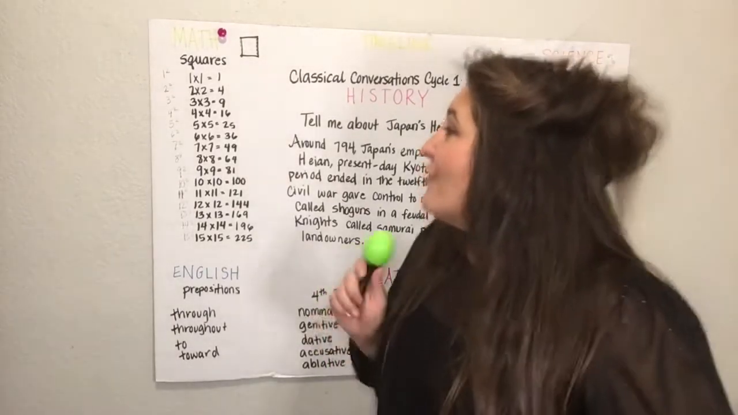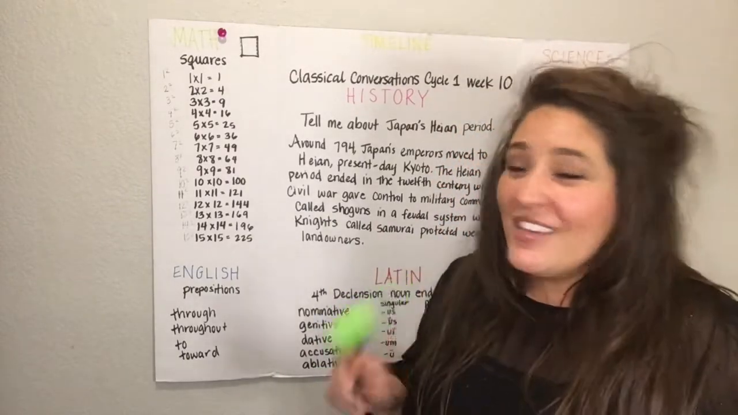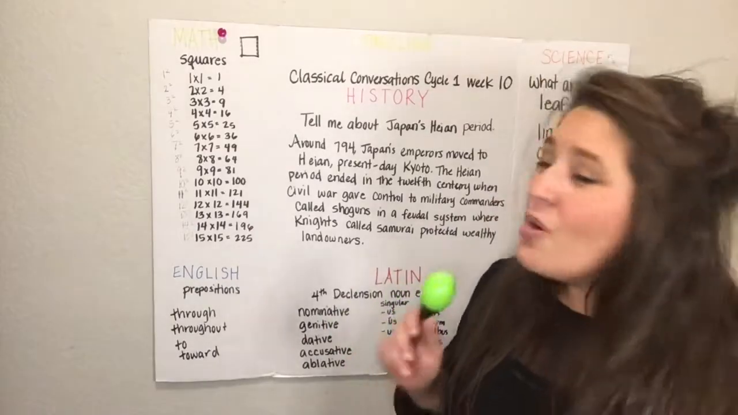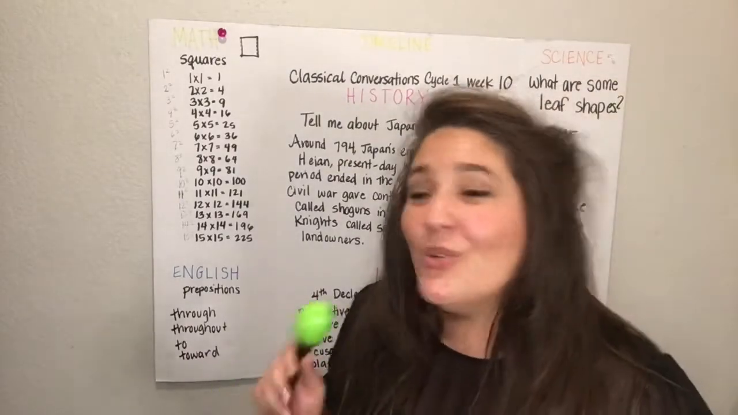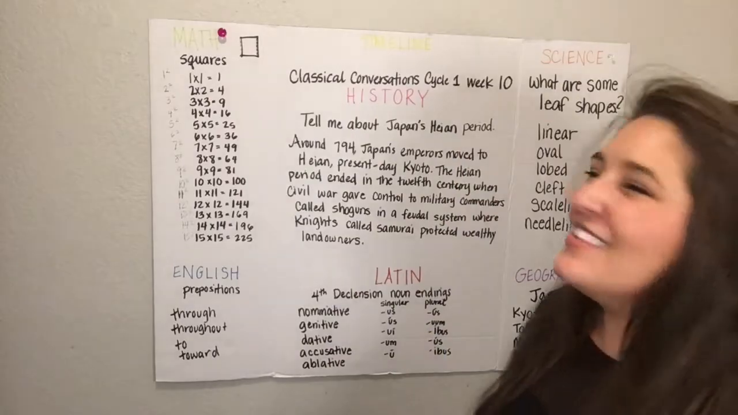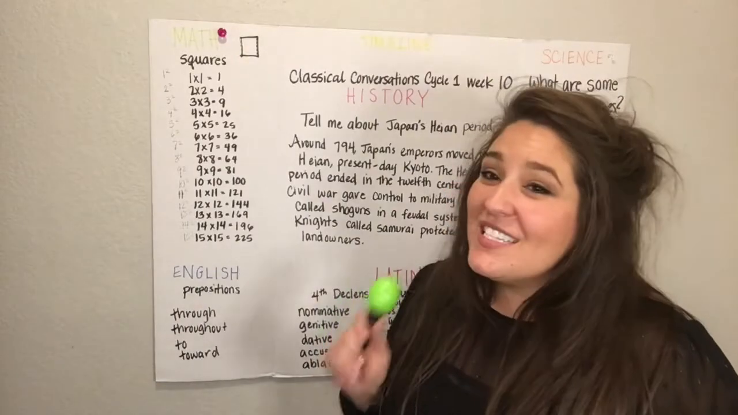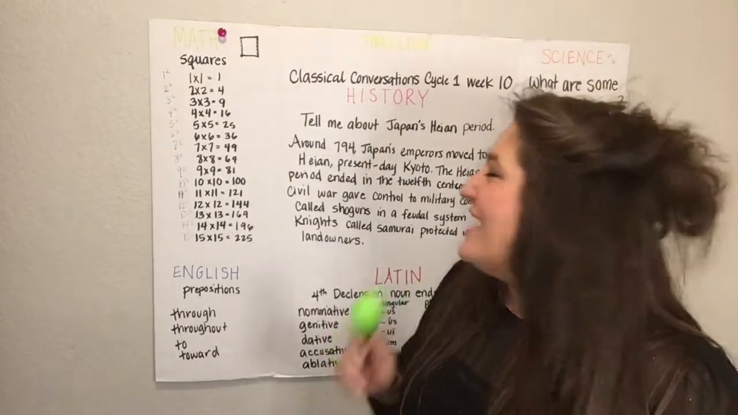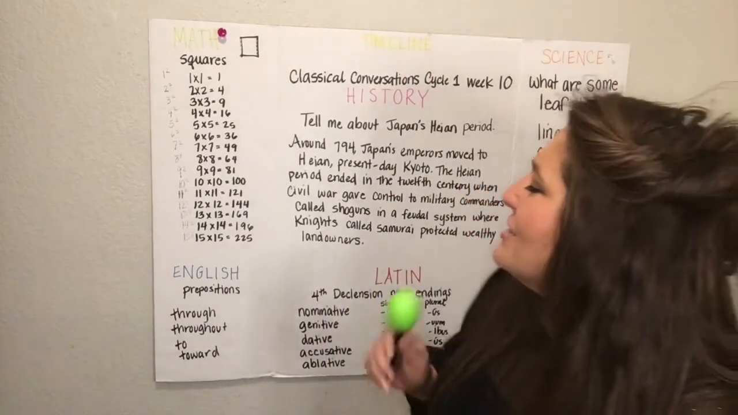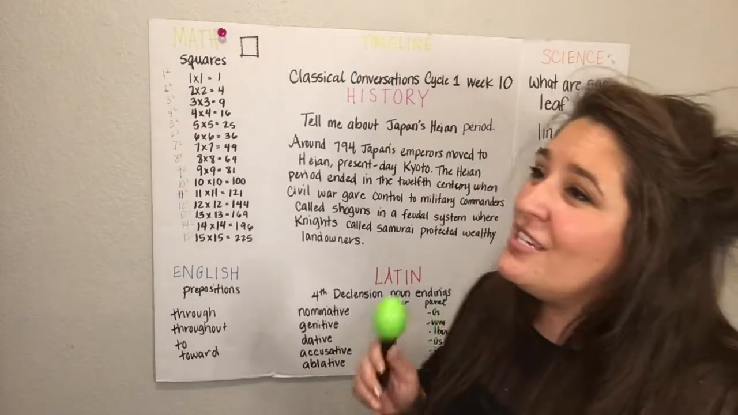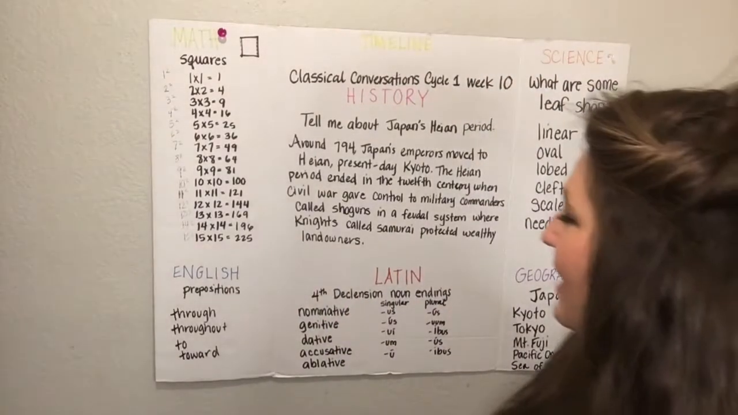Here we go. 1, 4, 9, 16, 25, 36, 49, 64, 81, 100, 121, 144, 169, 196, 225. Let's try that again. Last time. 1, 4, 9, 16, 25, 36, 49, 64, 81, 100, 121, 144, 169, 196, 225. You got it.